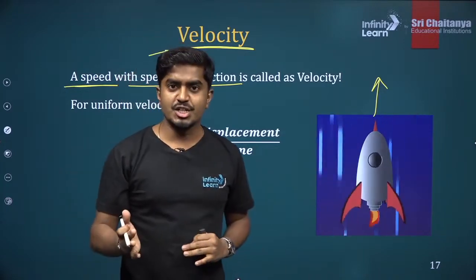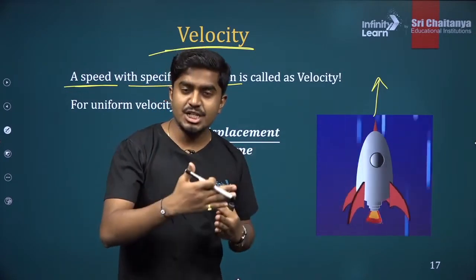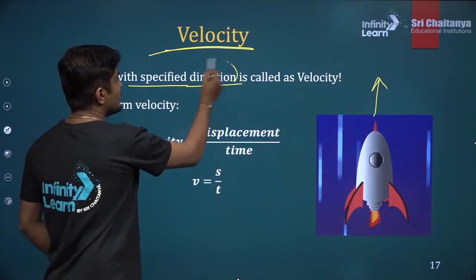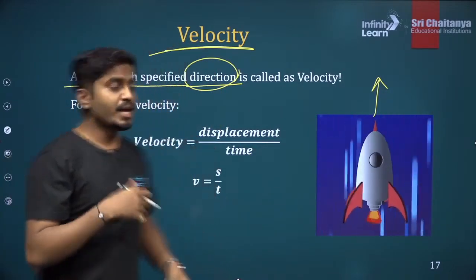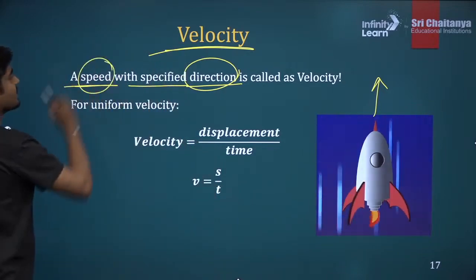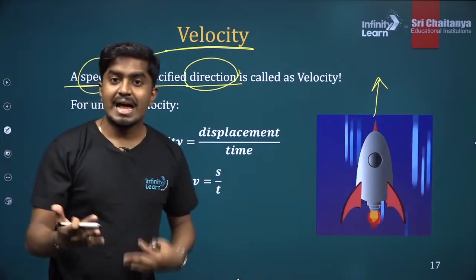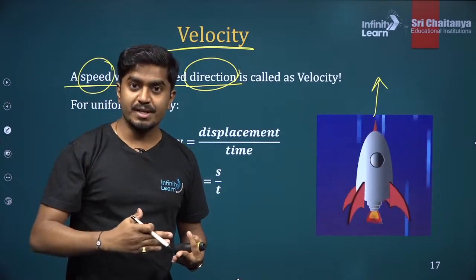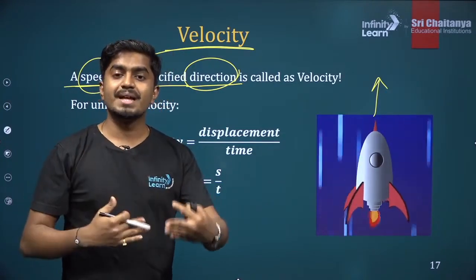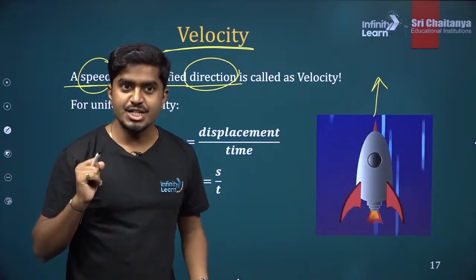Velocity also can change, right? When you change the direction, velocity will change. If you change the speed, then velocity will change. How will you change the speed? Either increase the speed or reduce the speed. When you increase or reduce the speed, velocity will change. Clear?